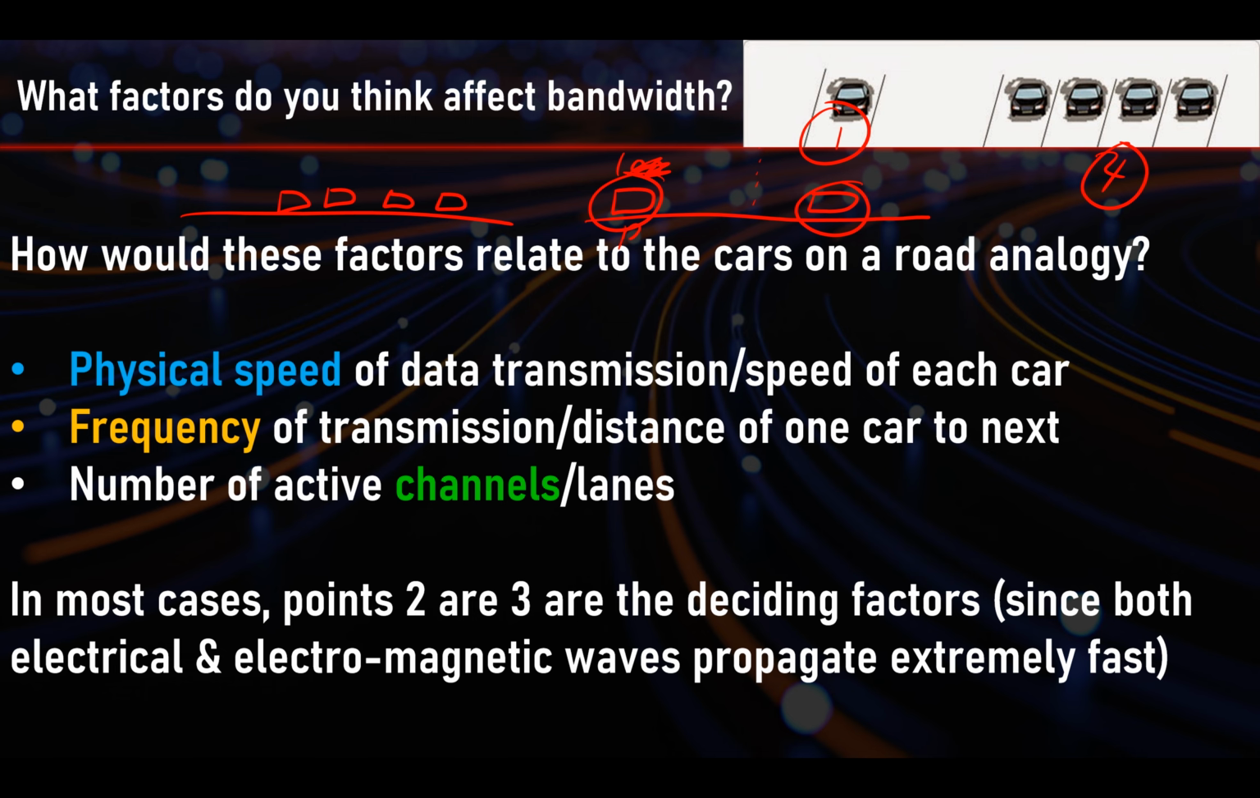So in most cases, points 2 and 3 are the deciding factors, since both electrical and electromagnetic waves are going to propagate extremely fast. Now, I think we'll see in a minute the actual difference between them.